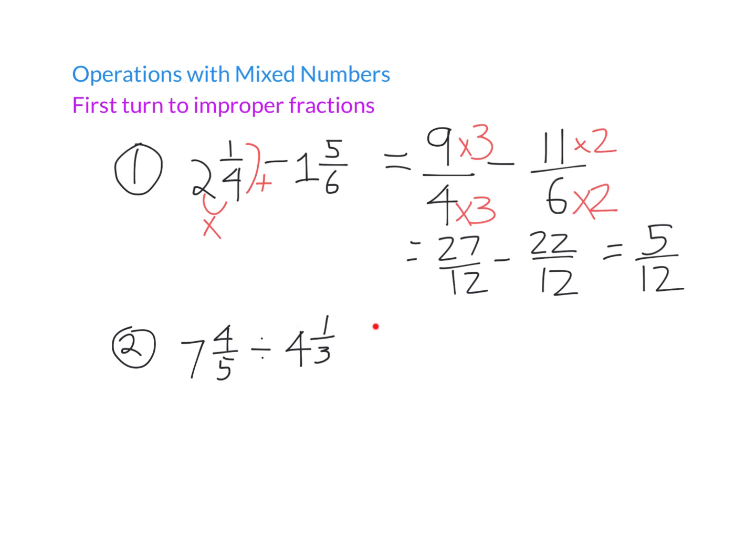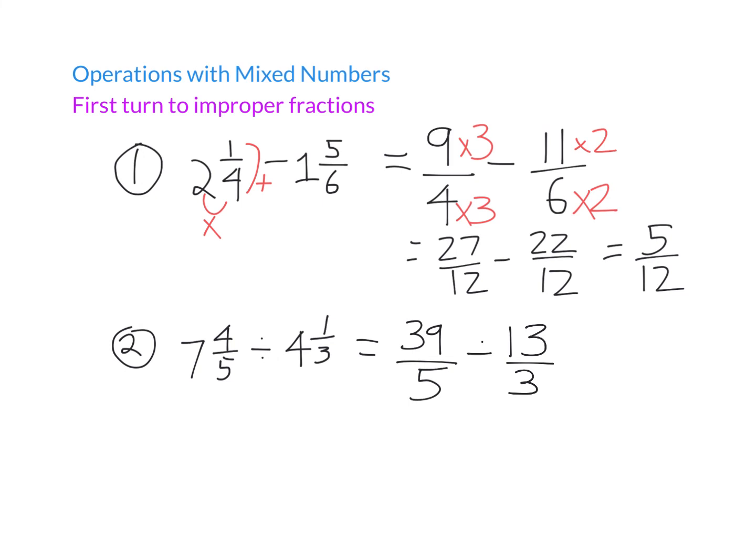All right, let's look at this question here. Now we're dividing two mixed numbers. So I'm going to convert this to an improper fraction. 7 times 5 is 35, plus 4 is 39. So that goes on top, and I keep the same denominator. Changing this to an improper fraction: 4 times 3 is 12, plus 1 is 13. So that goes on top. I leave the same denominator.